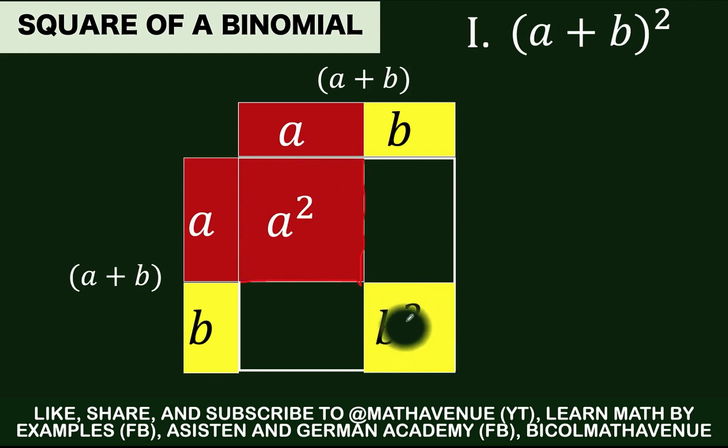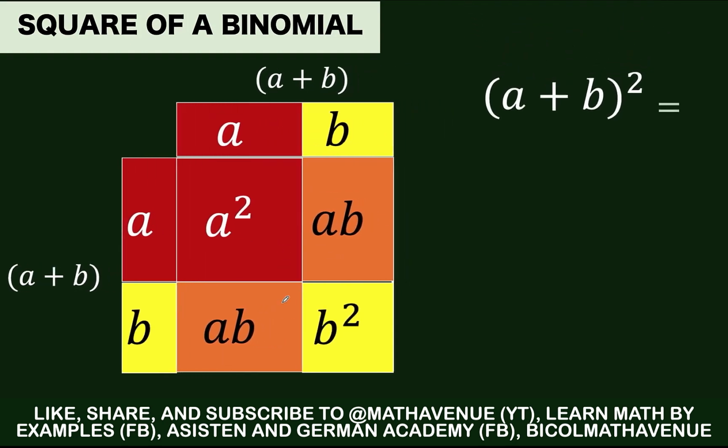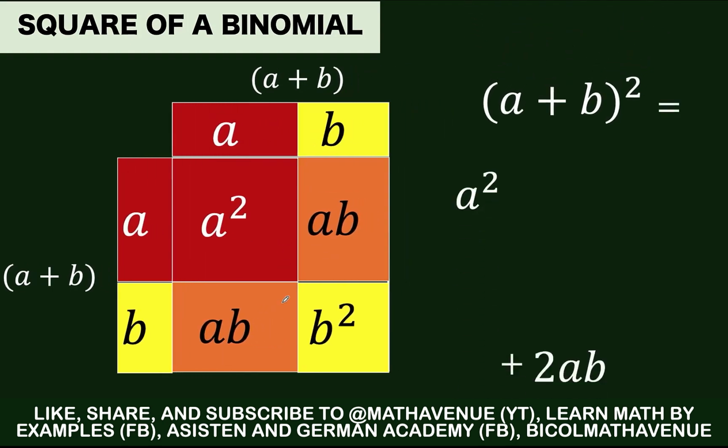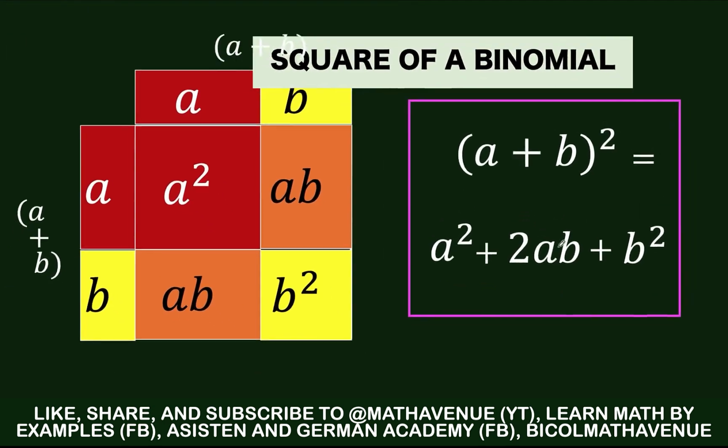Now, this part here would be B by B, so that's B squared. And this part here would be A times B, so it's AB. The same here, it's AB also. So, adding all these partial products resulted in these 4 areas, A squared plus 2AB plus B squared, because AB plus AB is 2AB. And this is now the formula which we call the square of a binomial.